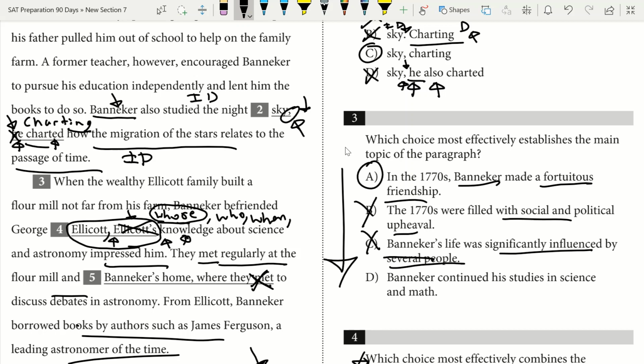Banneker continues his studies in math and science. We're really talking about his friendship at this point. Okay, does that friendship involve the study of math and science? Yes, it may, but we're really focused on the friendship, not math and science as much here.